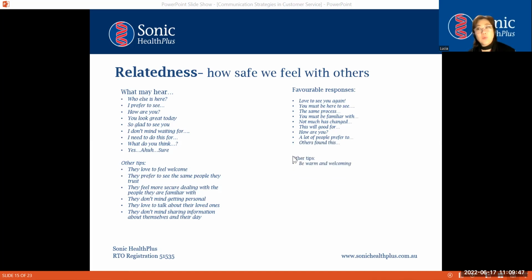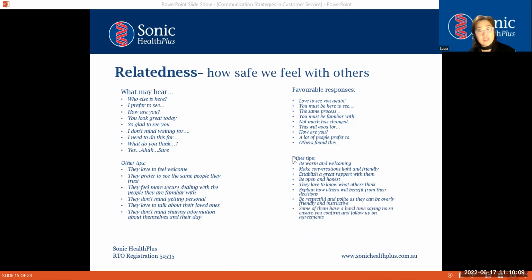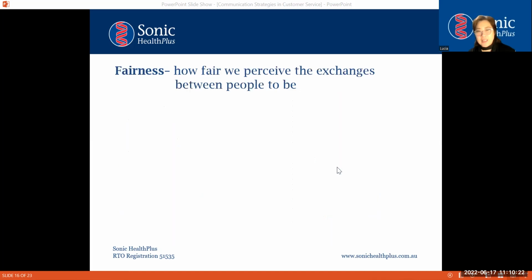Other tips: be warm and welcoming, make conversations light and friendly, establish a great rapport with them, be open and honest. They love to know what others think, so you have to give them the opportunity to ask around, explain how others will benefit from their decisions, because they're always thinking of other people. Be respectful and polite, as they can be overly friendly and intrusive. Some of them have a hard time saying no, so ensure you confirm and follow up on agreements. Find a common ground because they love to connect.